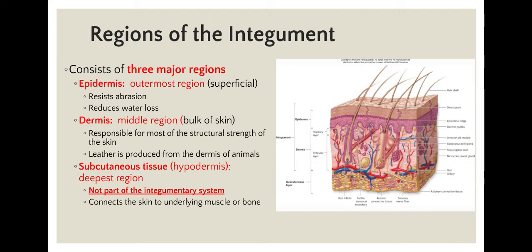Then you've got the subcutaneous tissue. Sometimes that's called the hypodermis. That's the deepest region. It's technically not part of the integumentary system. It's just like the basement bottom layer, but it is going to sort of provide things to the skin layer, and it's what connects the skin to the muscle or bone that is underneath it.